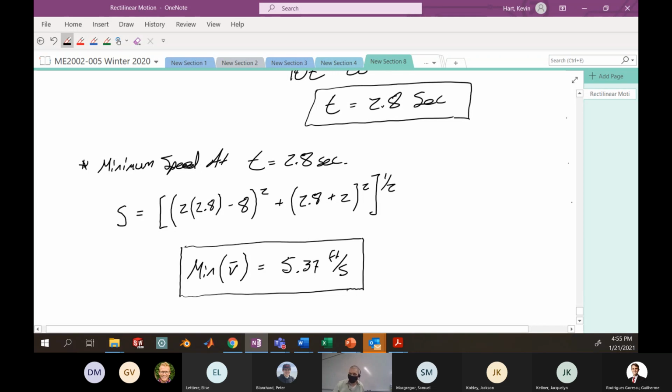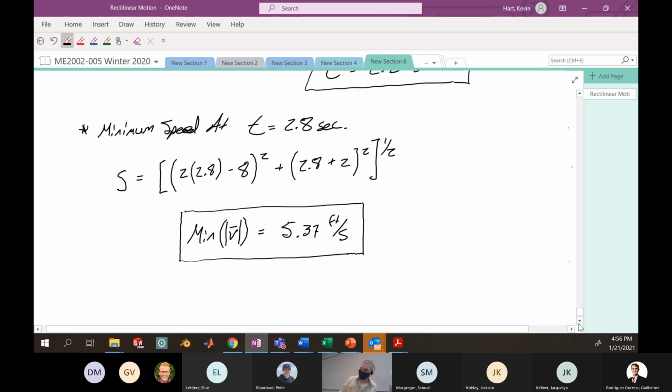Notice there's no directionality associated with this, because this is... I guess that would be more appropriate. The minimum of the speed is that value. All right, a little bit complicated, but I think you have all the tools and the power in your tool bag to make this happen. All right, so that's part A. We're done with that.